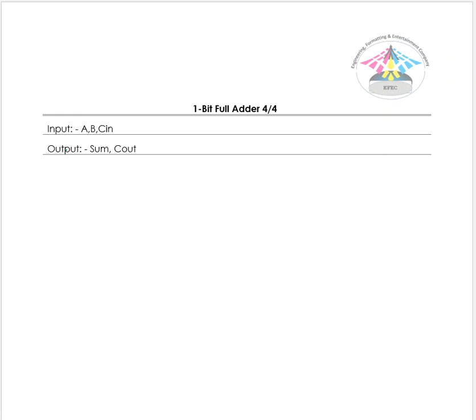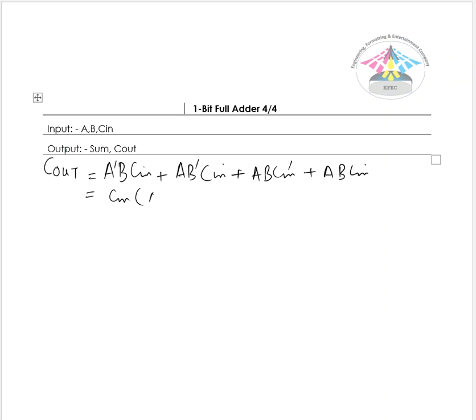Welcome, and in this final part we will be looking at the hardware implementation for the different forms of the Cout and Sum. So Cout is equal to A'BCin + AB'Cin + ABCin' + ABCin, which after the application of the postulate is equal to Cin(AB' + A'B) + AB.